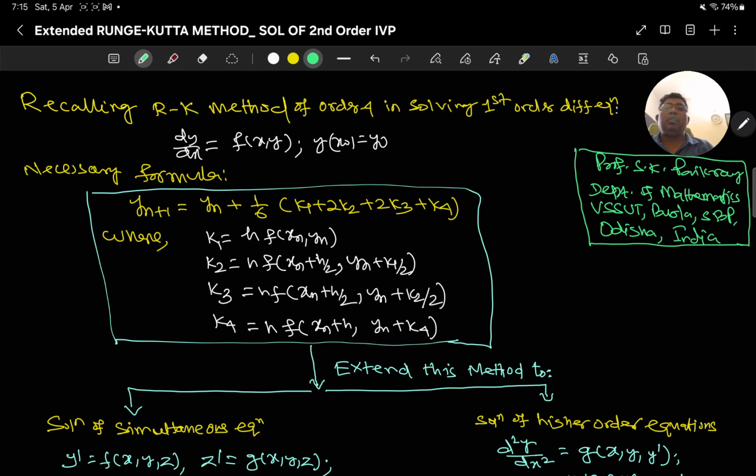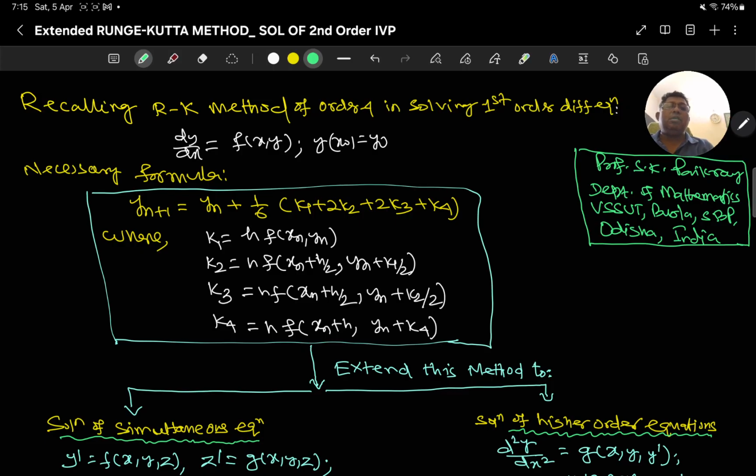Hello everyone. In this lecture I shall discuss the extended Runge-Kutta method of fourth order in solving the system of simultaneous equations as well as solving higher order differential equations.